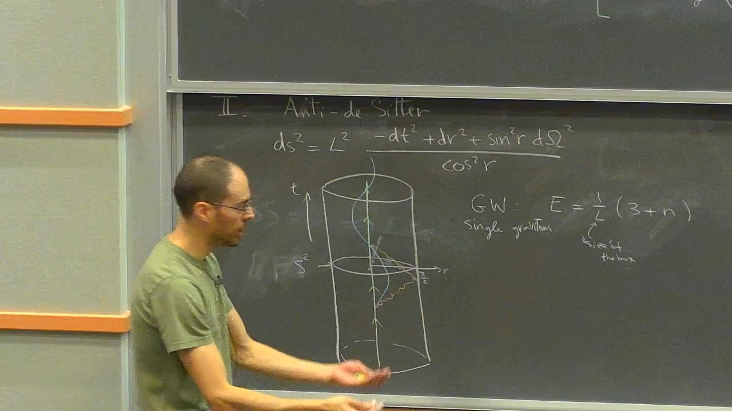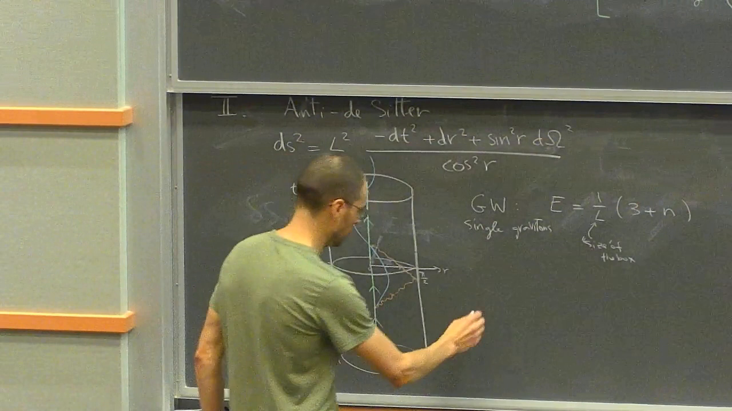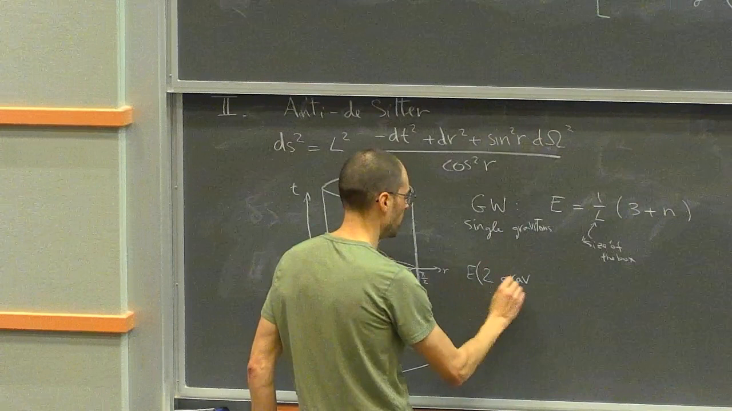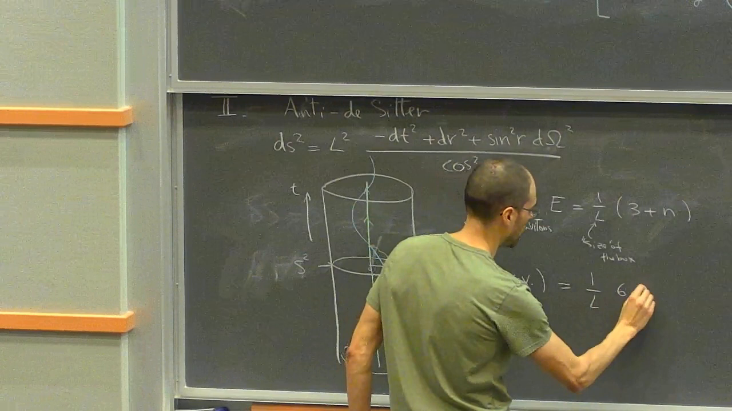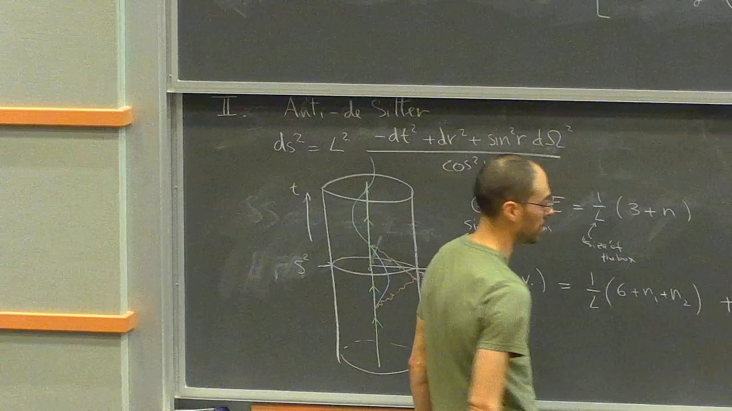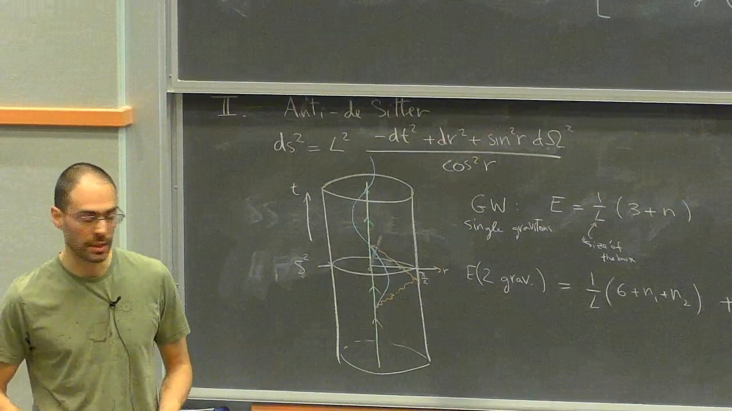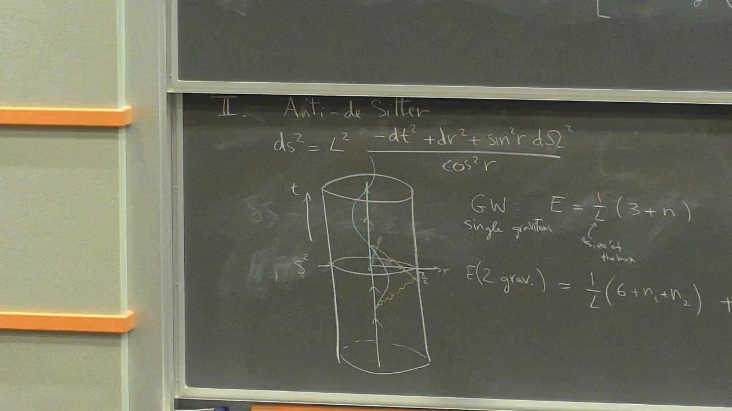So what about multigravitons? If you put two gravitons, they will start to interact. So the energy of two gravitons, well, we sum the energies. Let me write it explicitly: 6 plus N1 plus N2, plus a correction from interactions. Let's estimate what the correction is. The interaction should be controlled by G Newton, that's the interaction strength, times the energy squared.